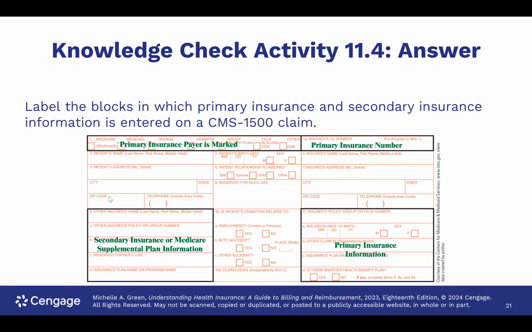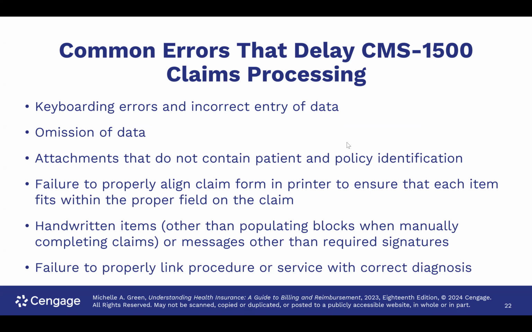And again, important to think about primary insurance, secondary insurance. Primary on top, on the first row, is marked here. And then the secondary, in other words, supplemental insurance, goes as indicated below. And again, people thought that with electronic claims processing, all these things would go great, but we still have errors. And one of the biggest causes of delayed claims is keyboarding errors, incorrect data entry, not putting the commas, not following the instructions on the form, missing data.